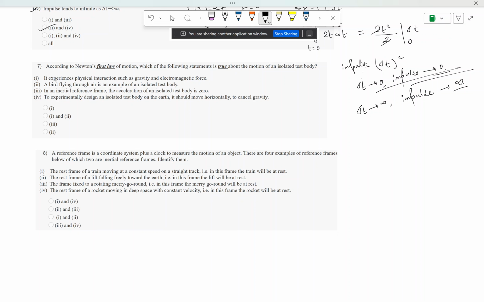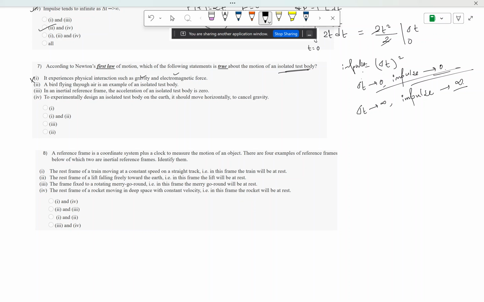So the first option was that it experiences physical interactions such as gravity and electromagnetic force. This is obviously not true, because this is an isolated test body. Isolated means it is isolated from the whole environment, so it will not have any force effect from any part of the environment. It will not have any force from gravity or electromagnetic force. Although it is an ideal case, and in reality it is probably not possible to totally create an isolated system, for theoretical purposes this is incorrect, because the isolated object will not experience any such force.